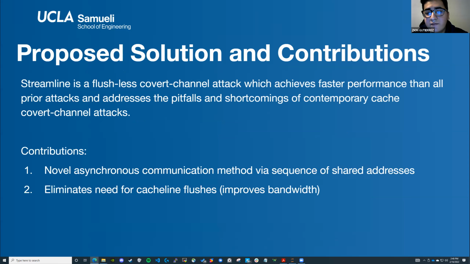This paper proposes a fast and universal covert channel attack, which does not depend on flush instructions and outperforms all prior synchronous methods. Specifically, the authors contribute a novel asynchronous streamlined communication scheme, which vastly improves performance. In addition, the authors also increase the versatility of the attack by eliminating the need for explicit flushes per bit using cache thrashing, which makes the attack more applicable to other ISAs. Next slide.